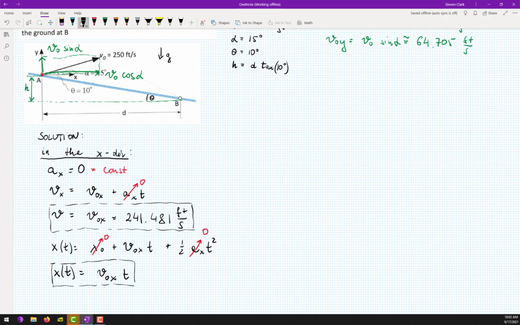Okay, guys, we're done with the x direction. Any questions? So now, an analogous thing in the y direction. Okay, ay is equal to minus g, right? And by the way, it is also constant. So I'm just going to repeat exactly the same expressions.